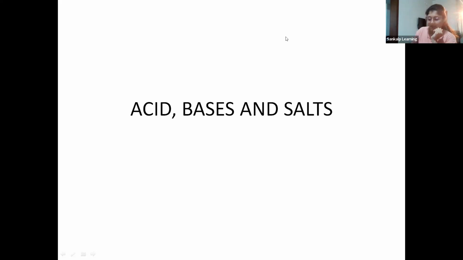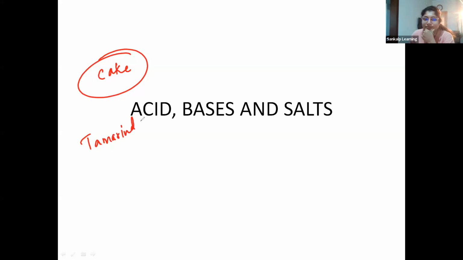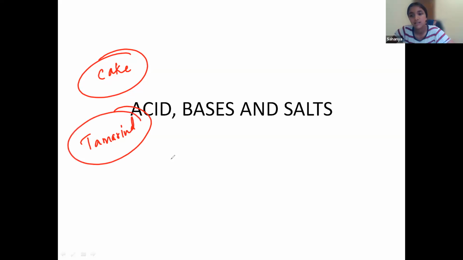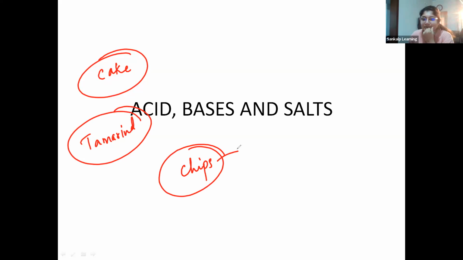So in our daily life, we eat different foodstuffs. So if we eat cake, what is the taste of cake? It is sweet in taste. Then tamarind, if you eat tamarind, it's sour, right? Then chips coated with some masala will be a bit spicy.